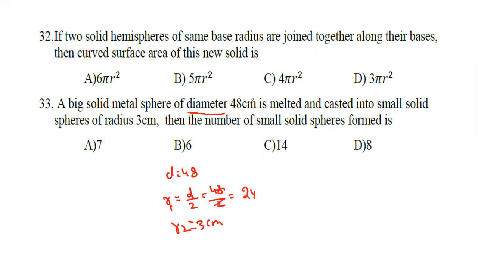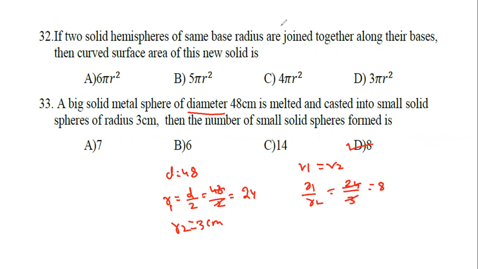Just now we discussed in the previous sum that volume won't change. So volume 1 is equal to volume 2. If you don't know the formula, no need to worry. Just take radius R1 divided by R2. R1 is 24 divided by R2 which is 3. No need to apply any formulas. Just put R1 by R2, you will get 8. So the number of solid spheres is equal to 8.